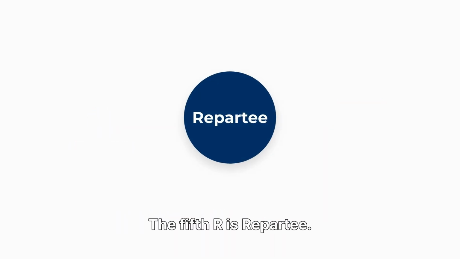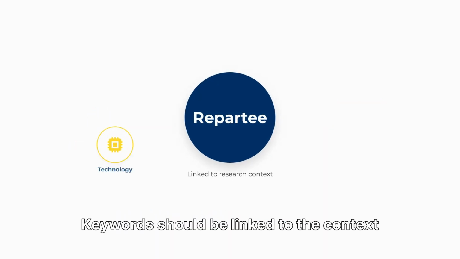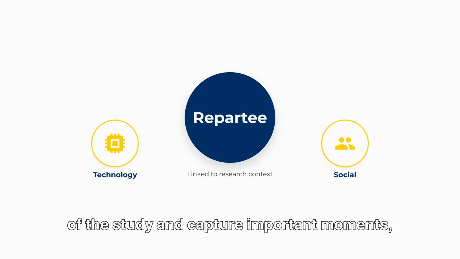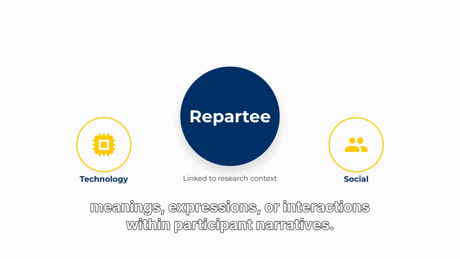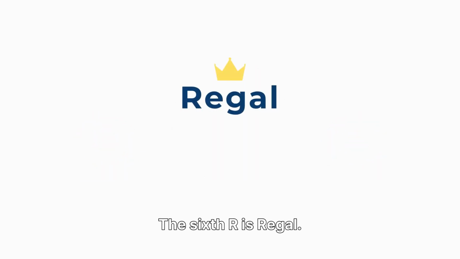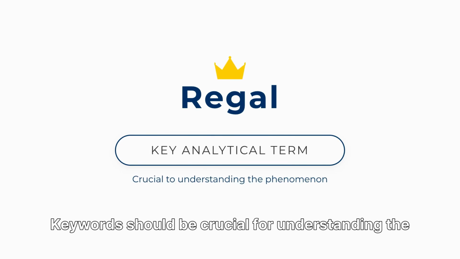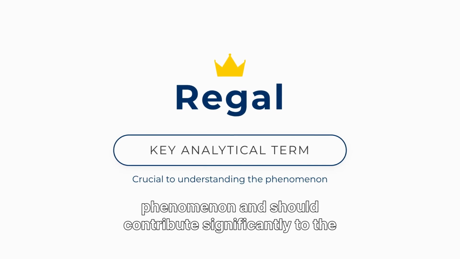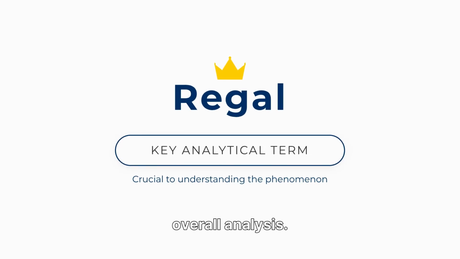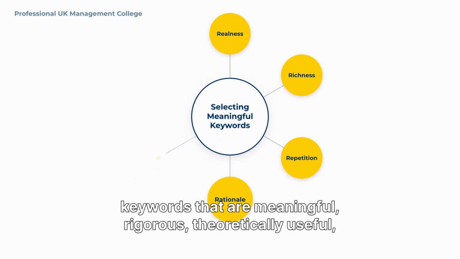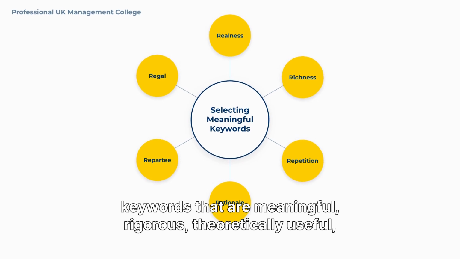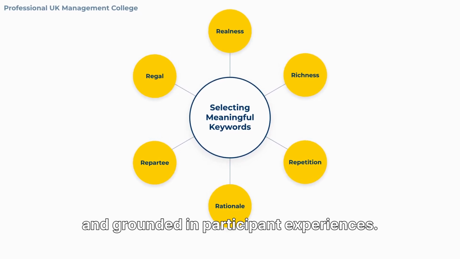The fifth R is repartee. Keywords should be linked to the context of the study and capture important moments, meanings, expressions, or interactions within participant narratives. The sixth R is regal. Keywords should be crucial for understanding the phenomenon and should contribute significantly to the overall analysis. Together, these 6 principles help researchers identify keywords that are meaningful, rigorous, theoretically useful, and grounded in participant experiences.